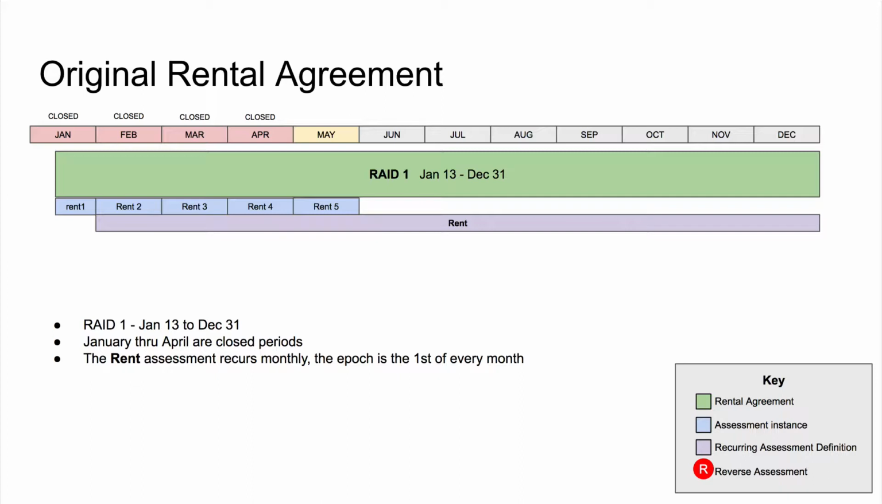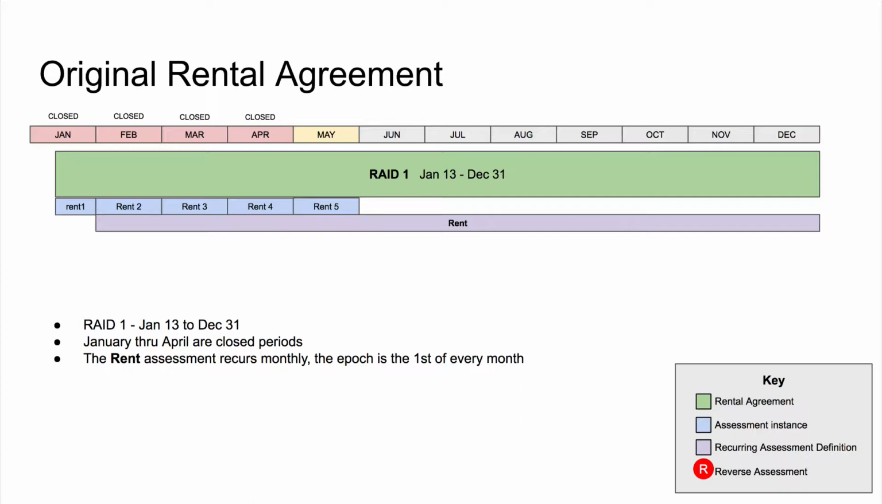scenarios. First, we have a timeline going across the top, January through December. And in this case, it's showing us that January through April are closed financial periods, and May is the current period. Now, the rental agreement is shown by the green box. It goes from January 13th through December 31st. And the rental assessments are shown in the boxes below.